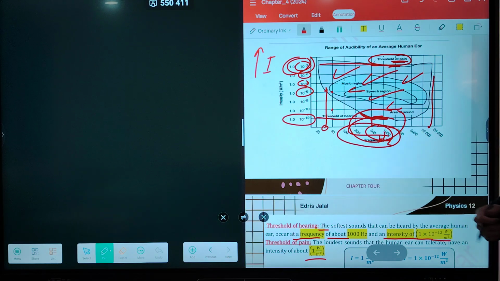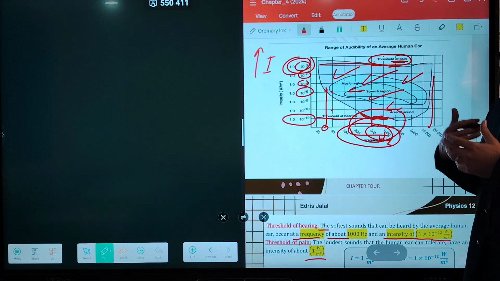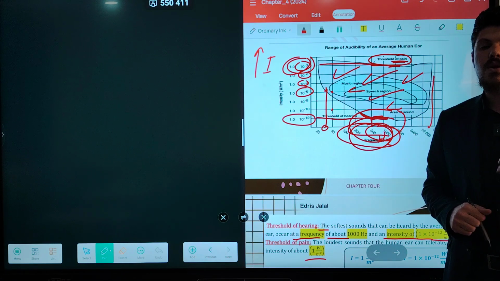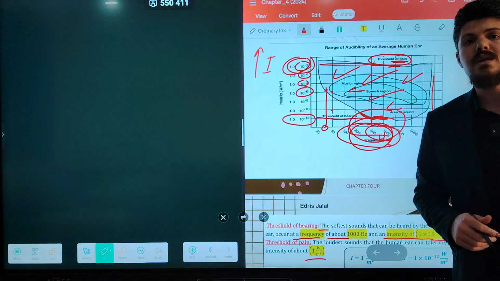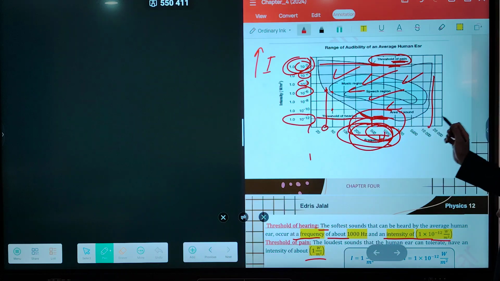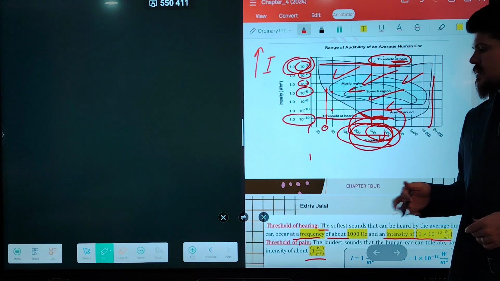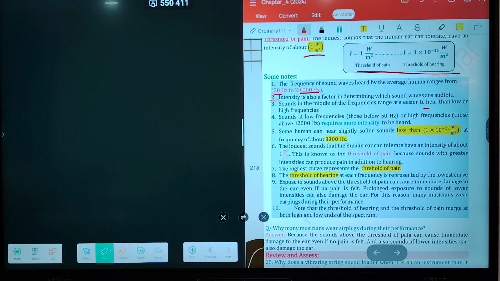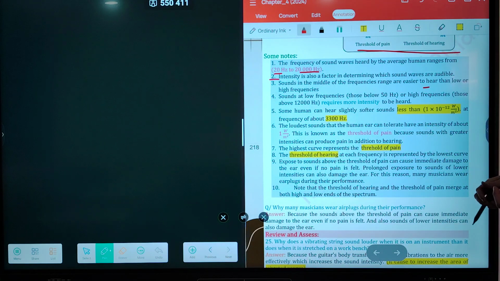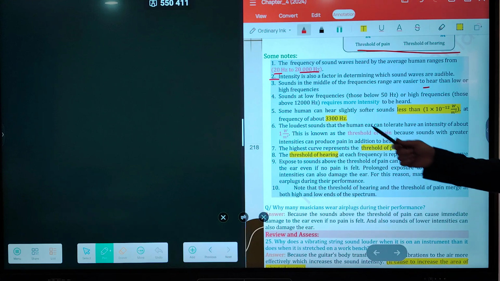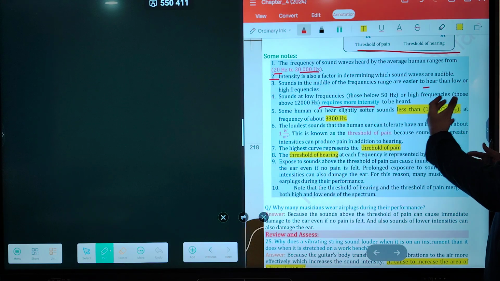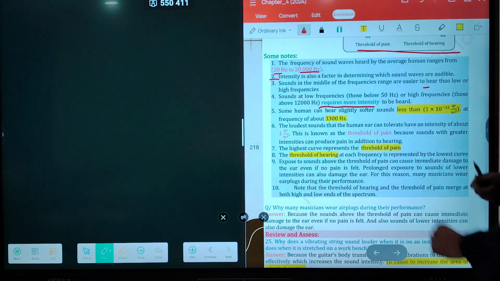Okay, so in which of the following frequencies can the sound be heard more easily? Lower frequency, higher frequency, or the middle of the spectrum? At the middle of the spectrum. The frequencies in the middle of the spectrum can be heard more easily than this region or the end of the spectrum, because they require less intensity. Sounds at low frequencies, those below 50 hertz, or high frequencies, those above 12,000 hertz, require more intensity. Okay, the frequencies at the beginning or at the end of the spectrum, low frequency and high frequency, require more intensity to be heard.